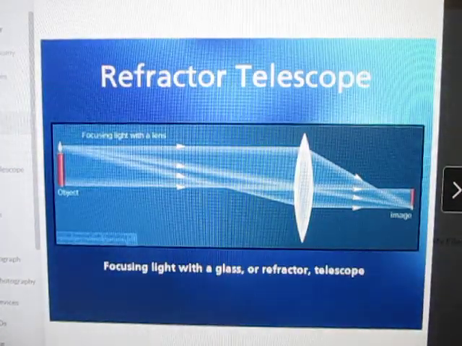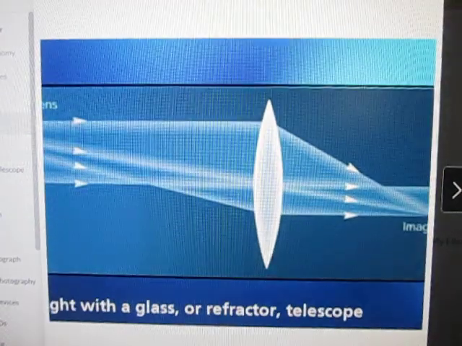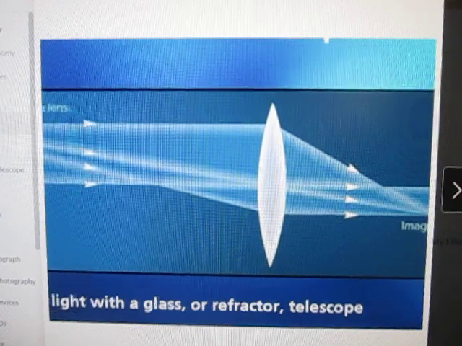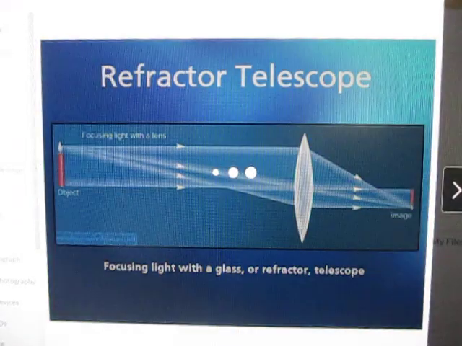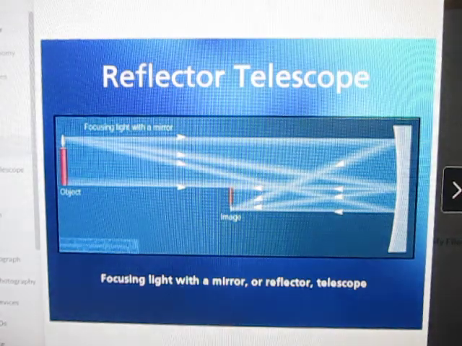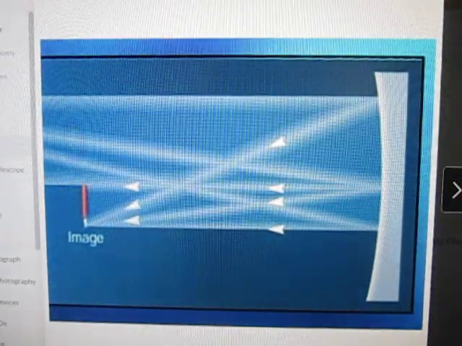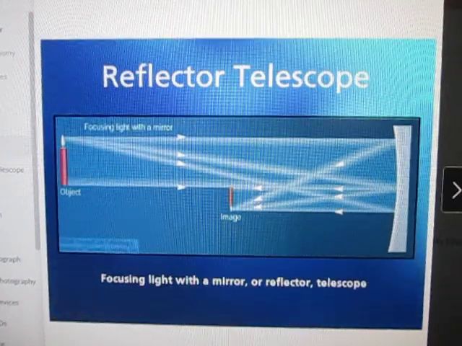In a refracting telescope, the primary lens bends, or refracts the light, as it passes through the glass and brings it to a focus to a small inverted image. In a reflecting telescope, the primary mirror, which is a concave piece of glass with a reflective surface, forms an image by reflecting the light.